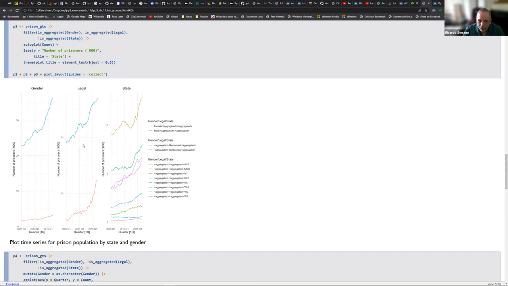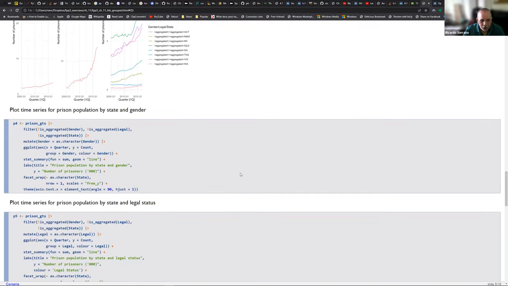The same for the legal status, remanded and sentenced. And then for each of the states, we see that there's one that probably has the most population, and that is NSW, the golden one. We can see that for some of them the time series is very stable, so it could be kind of stationary there, for your ARIMA. But these ones here go way up. All right. So let's plot the prison population by state and gender.